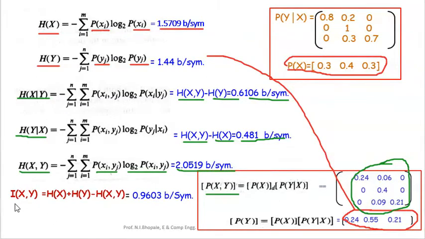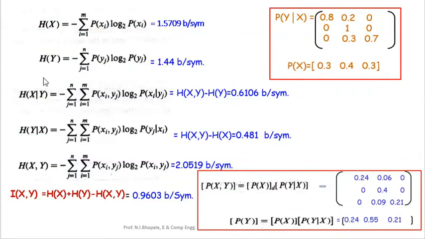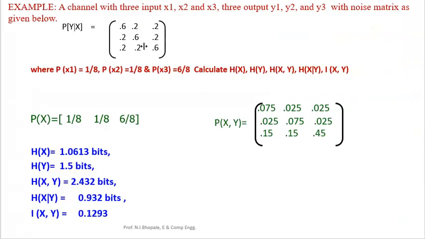After this, just the usual expression which we have seen in the earlier numerical, that is I(X;Y) is equal to H(X) plus H(Y) minus H(X,Y). So use the values, that is H(X), H(Y) and H(X,Y), to get this mutual information. So it will be 0.96 bits per symbol. This is how we can obtain the result for this numerical. Similarly, you can try out the next numerical also.